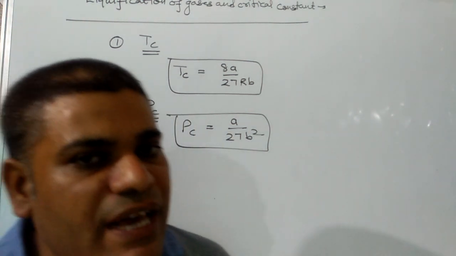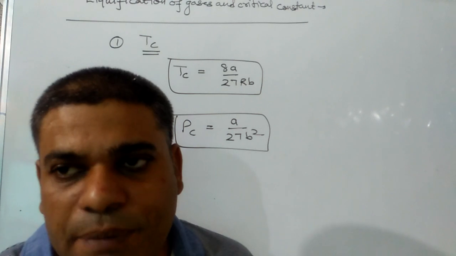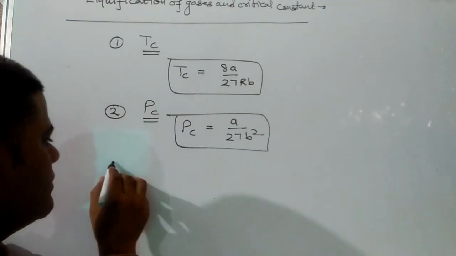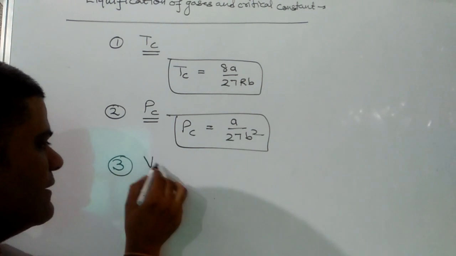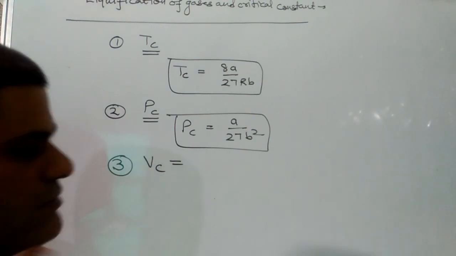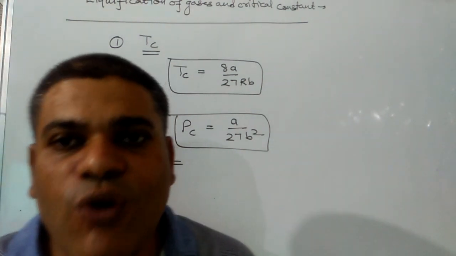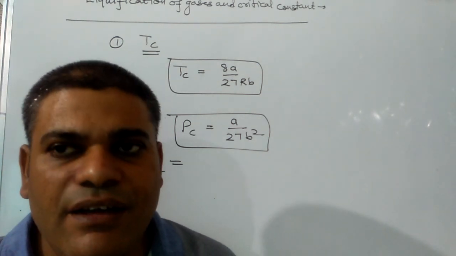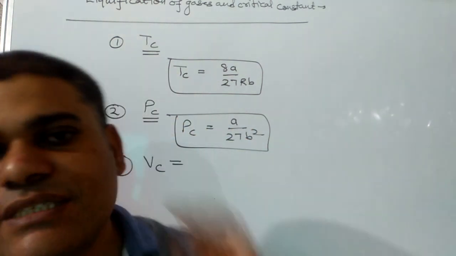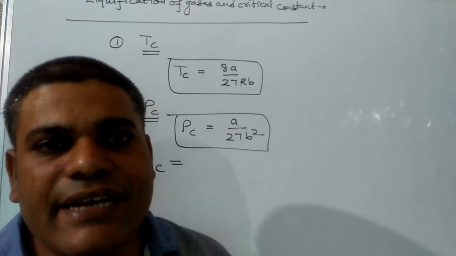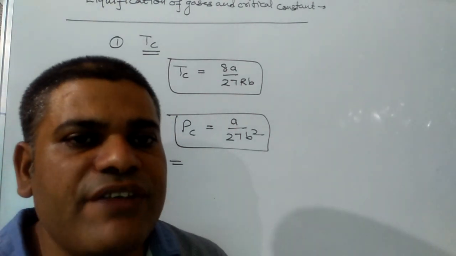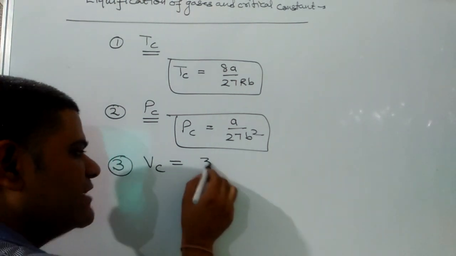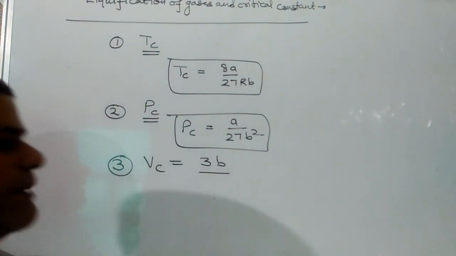Here a and b are van der Waals gas constants. Pc is the critical pressure. Now we have to discuss the critical volume. Critical volume is the volume of a gas at critical condition of temperature and pressure, and mathematically it should be 3b, where b is the van der Waals gas constant.